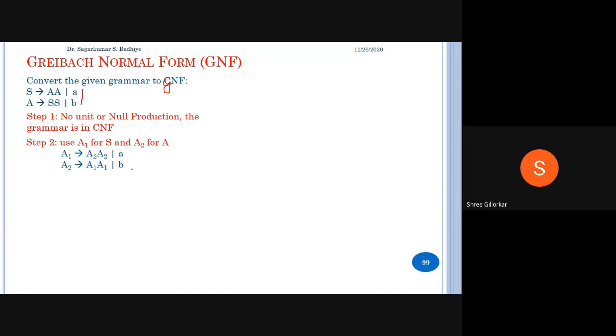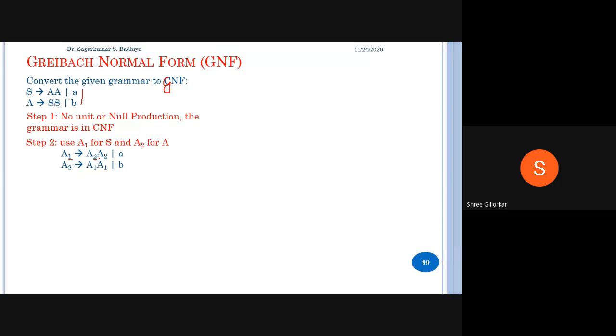Yes, sir. Okay. Then in step 3, what is step 3? In step 3, we need to check whether these productions are in CNF, or whether the left hand side subscript is less than or equal to the right hand side subscript or not. If you look here, this is the left hand side subscript which is 1, and this is the right hand side subscript which is 2. So 1 is less than or equal to 2, condition is satisfied.